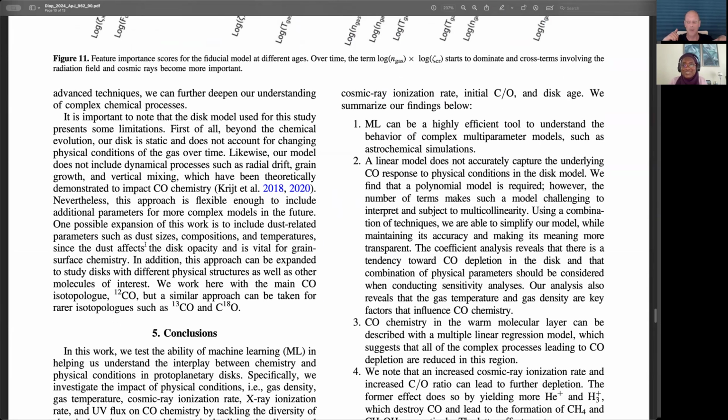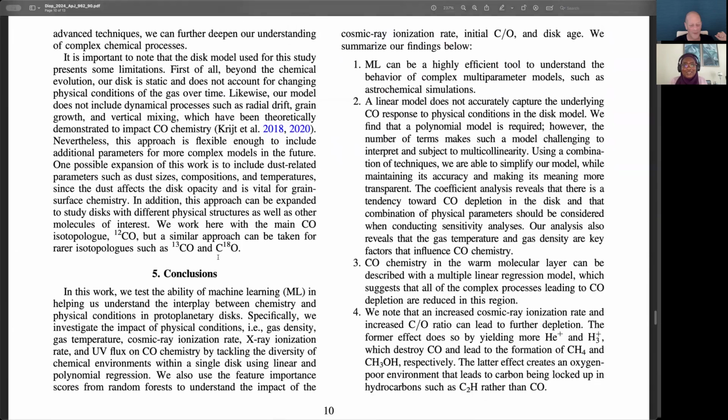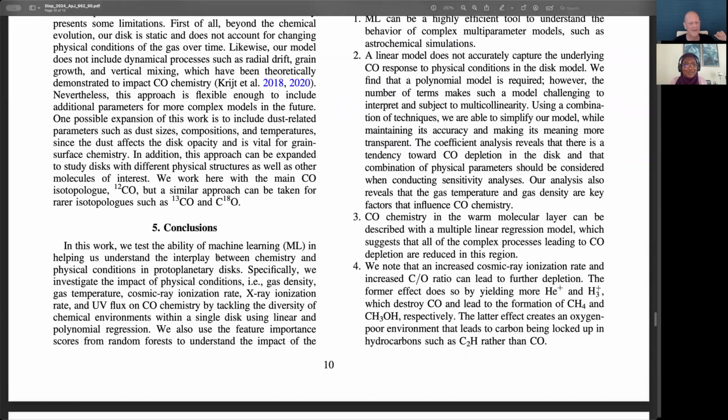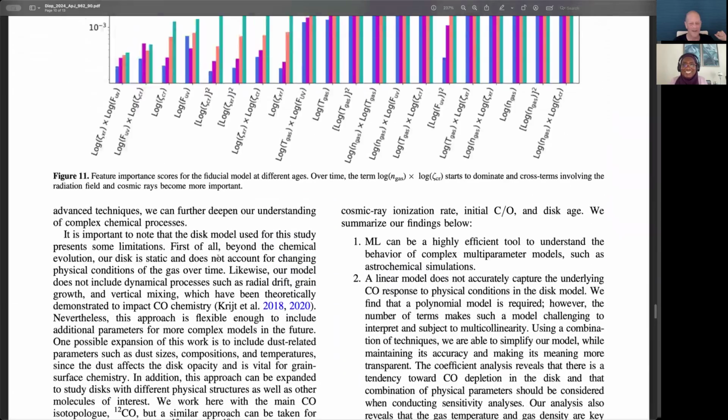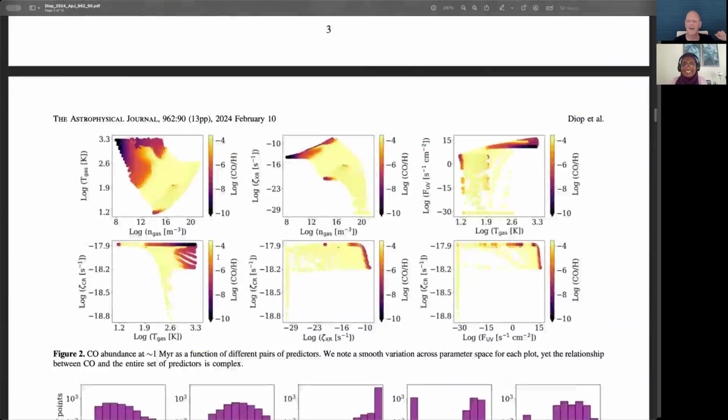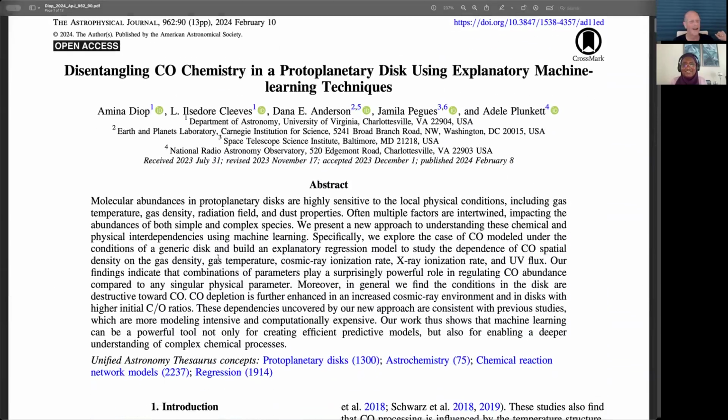Yeah. And we'll come to that future here in a bit. Very good. Very cool. So that's a quick overview of this work. Yeah, Amina, that was awesome. Thank you so much for walking us through your very lovely article.